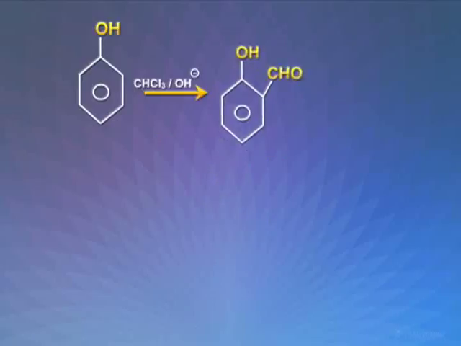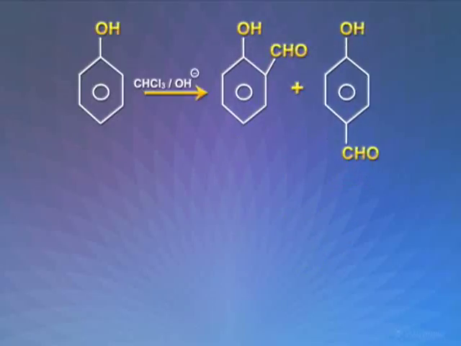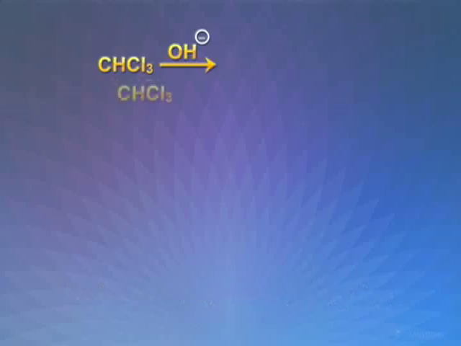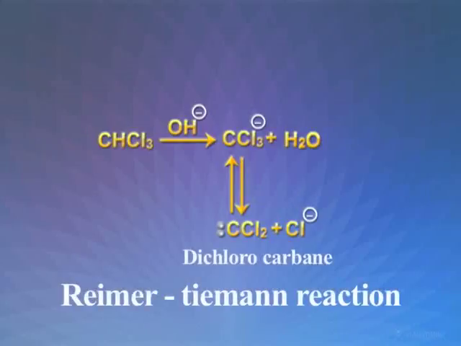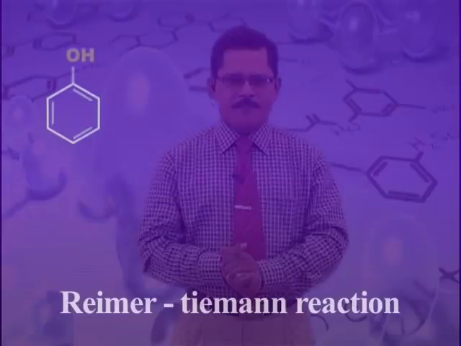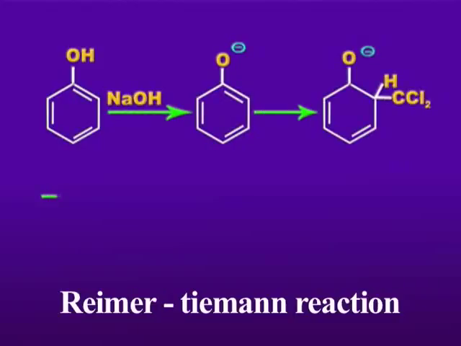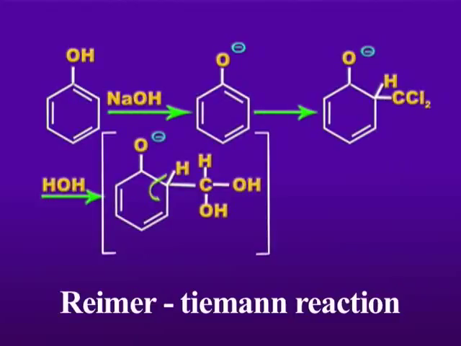Chloroform in basic condition produces an unstable intermediate which is called dichlorocarbene. This dichlorocarbene acts as a neutral electrophile. When phenol is reacting with chloroform in basic medium, first dichlorocarbene formation takes place. This attacks the phenol ring, then yields ortho and para salicylaldehydes.